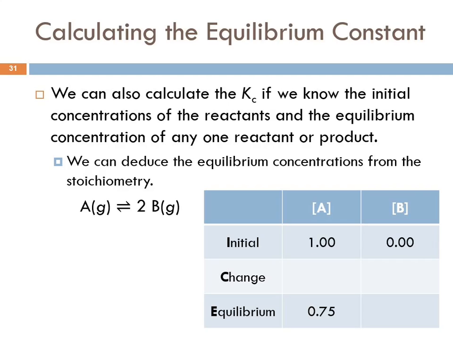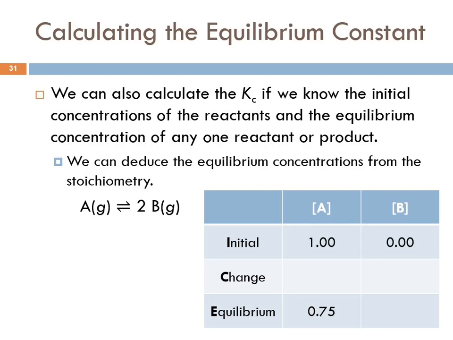So this is where we get into the ice tables. Here's an example, a very simple reaction. A forms 2 molecules of B. 1 mole of A forms 2 moles of B, and this is going to be in some sort of an equilibrium. We know that the initial concentration of A was 1 molar, and the initial concentration of B was 0. We started out with all reactant, no product.